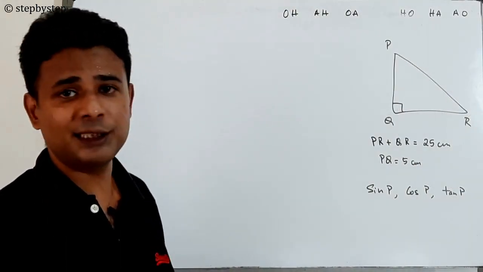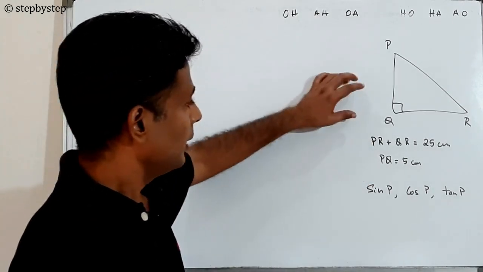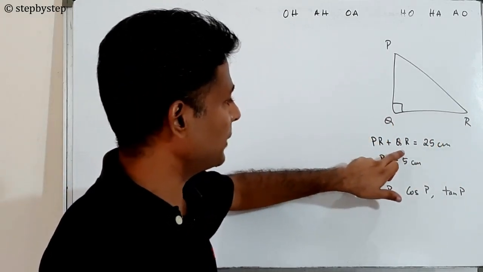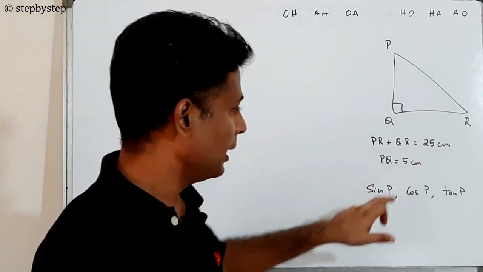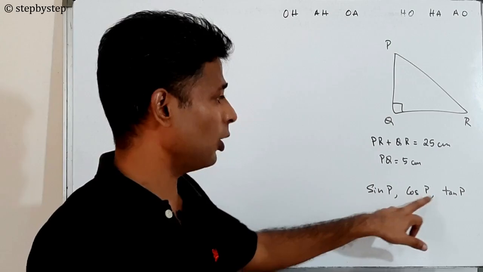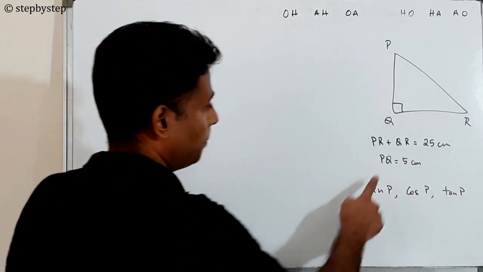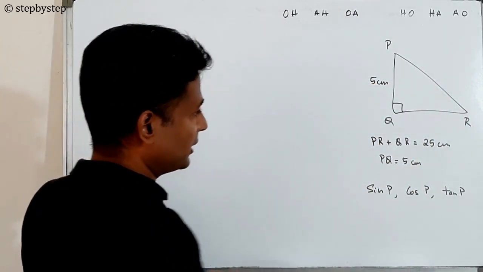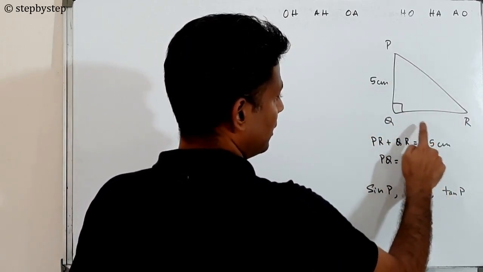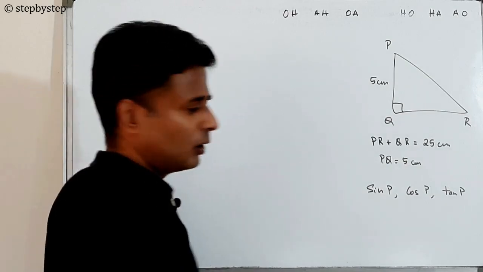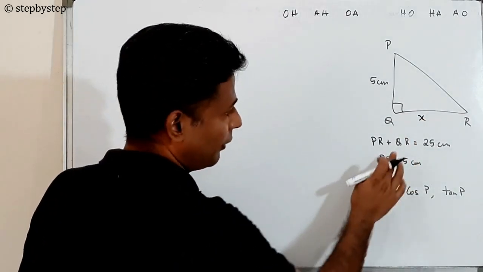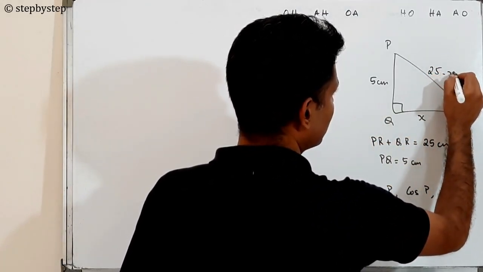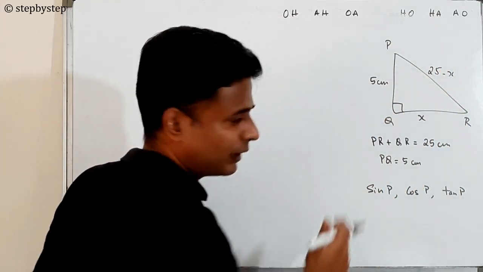Alright guys, the 10th question in your exercise 8.1, they have said PQR is a right angle triangle, right angled at Q. They have said PR plus QR equal to 25 and PQ equal to 5. And they have asked us to find sin P, cos P and tan P. Now first, PQ is 5, so PQ is 5 centimeter. Now they have given us PR plus QR is 25. So let's say I take QR as x. If I take QR as x, what will be PR? 25 minus x, right? If I take this as x, this becomes 25 minus x.